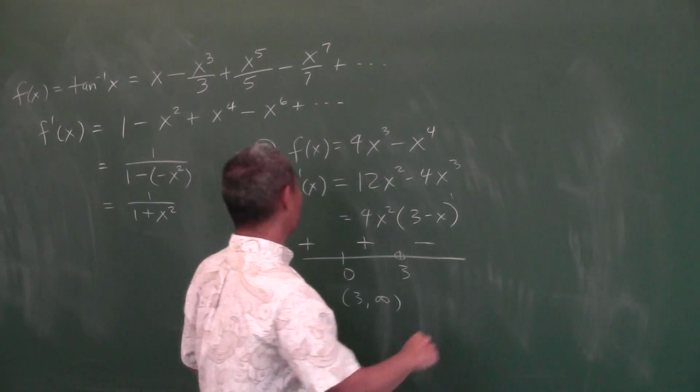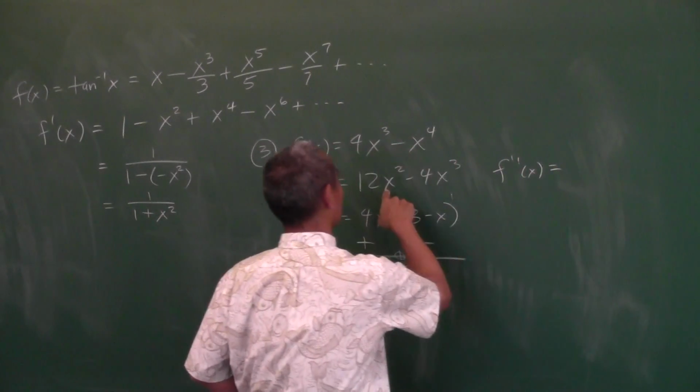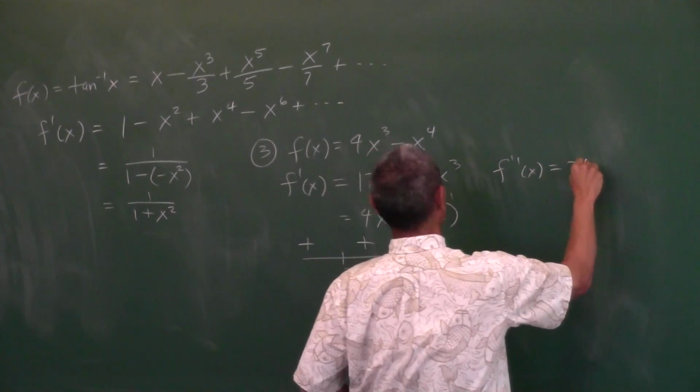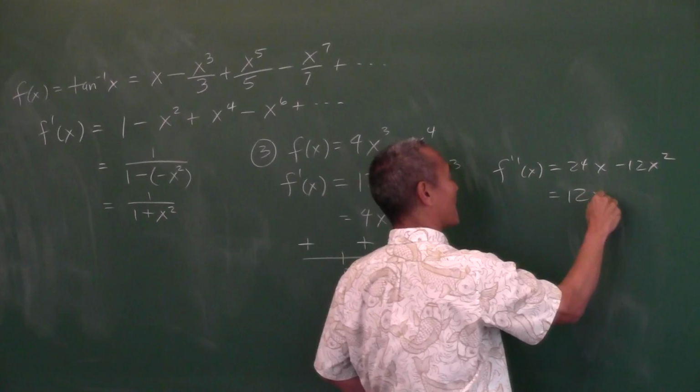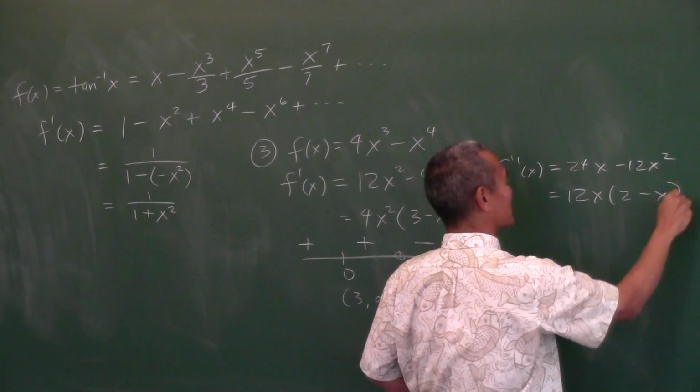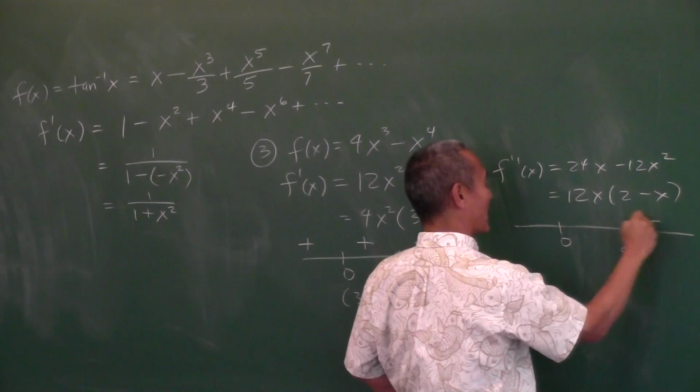And then now the second derivative. So the second derivative is 24x minus 12x squared. What can be factored out? 12x. 12x times (2 minus x). Number line, 0 and 2. How do I know it's minus, plus, minus?